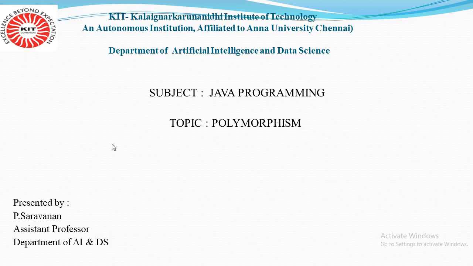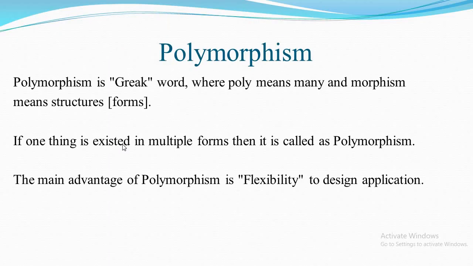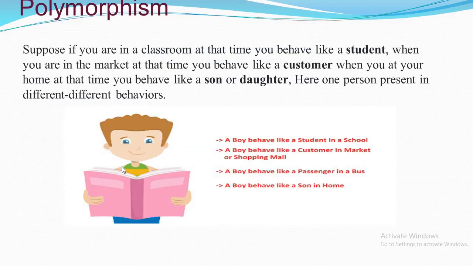In this session, we will explore one of the core concepts of object-oriented programming, which is polymorphism. So my topic here is polymorphism. What is polymorphism? Polymorphism is a Greek word where poly means many and morphism means structures or many forms. If one thing exists in multiple forms, then it is called polymorphism. The main advantage of polymorphism is flexibility to design an application.